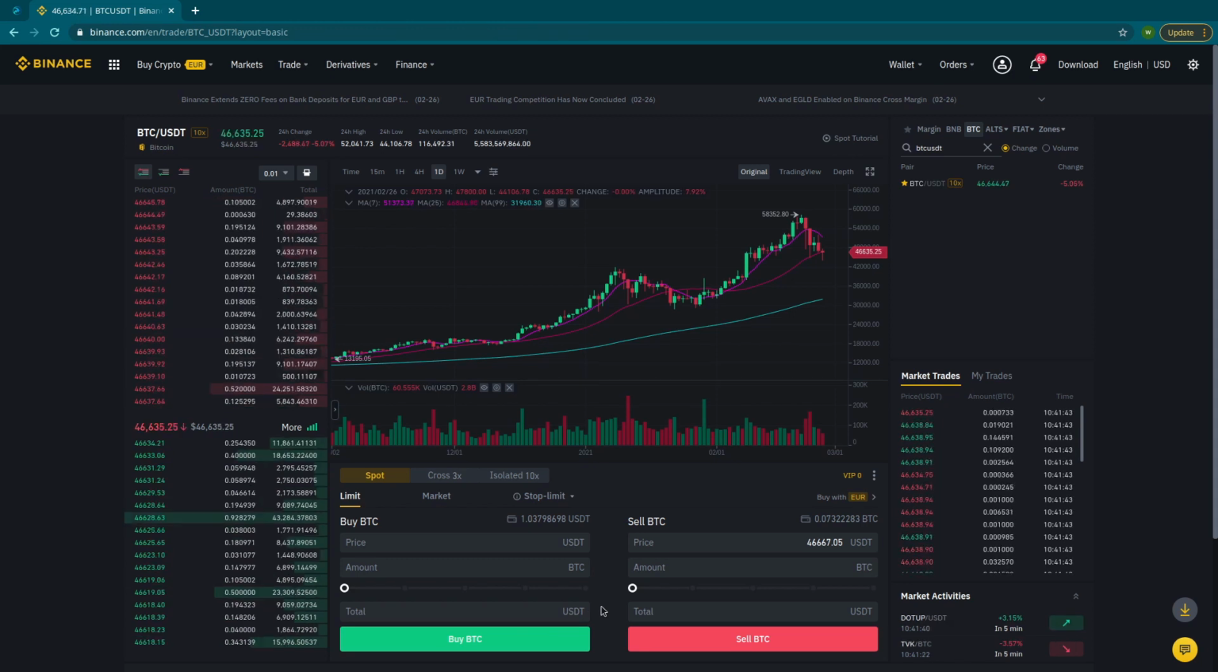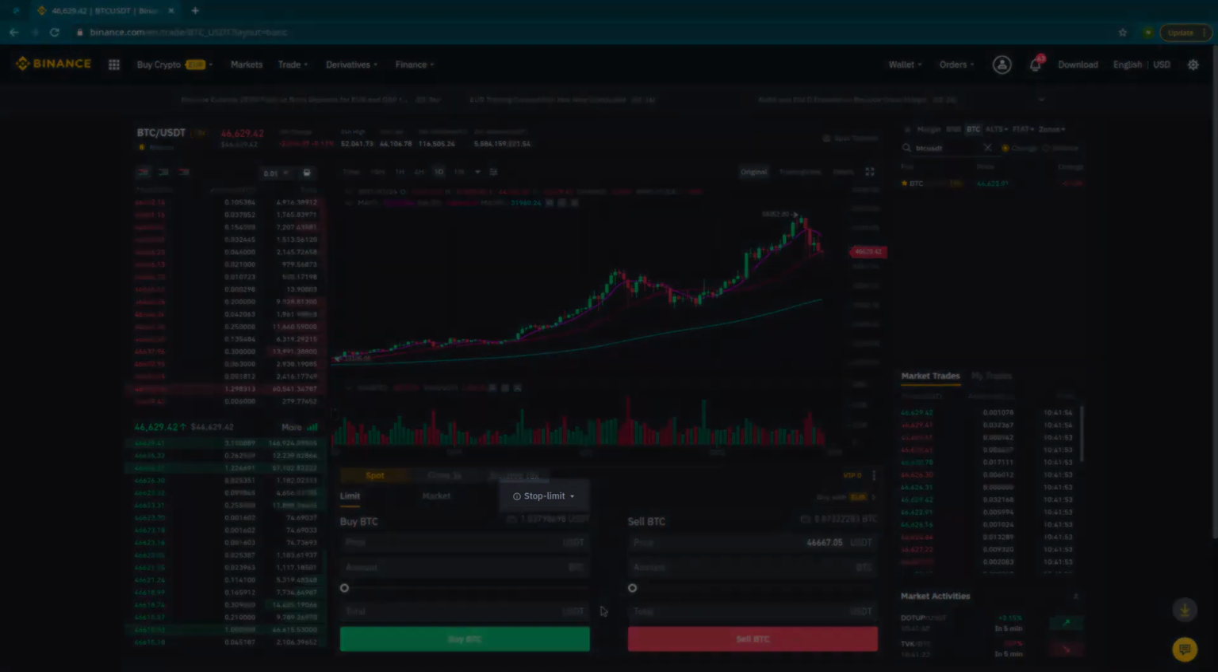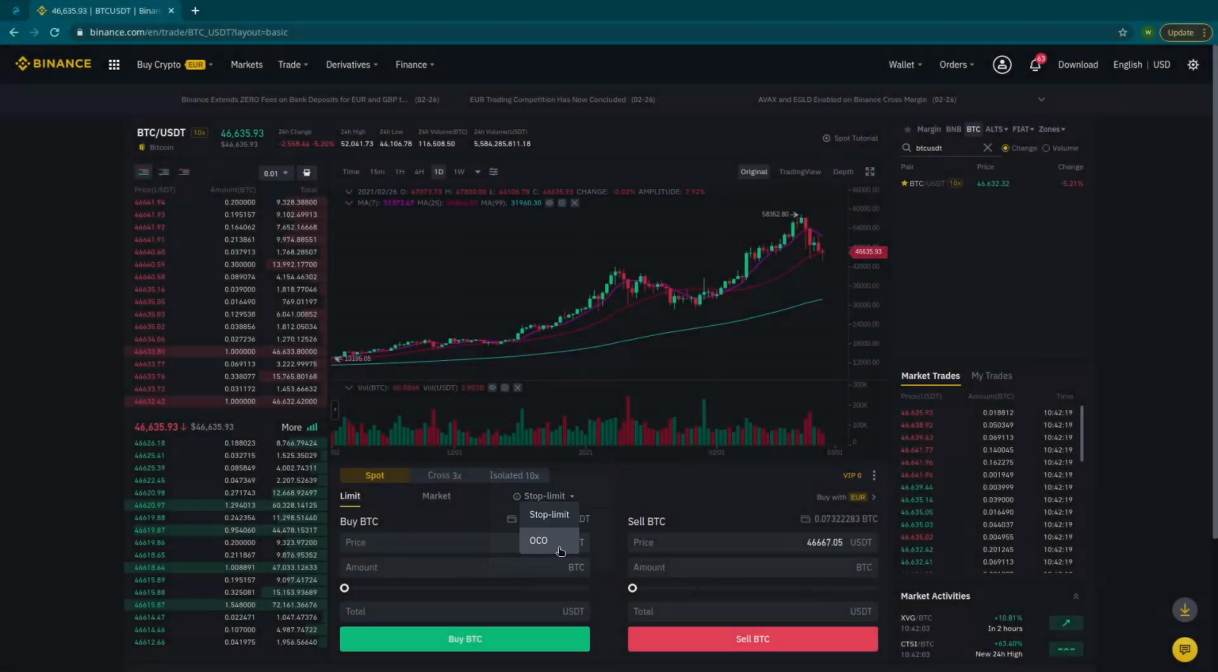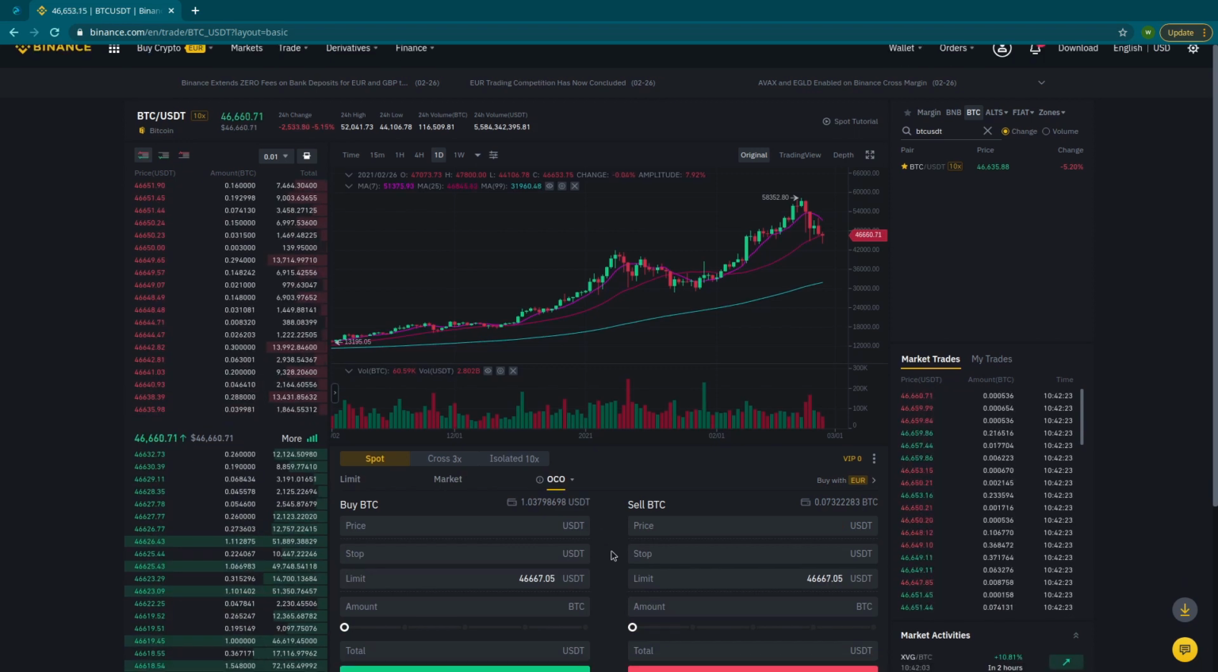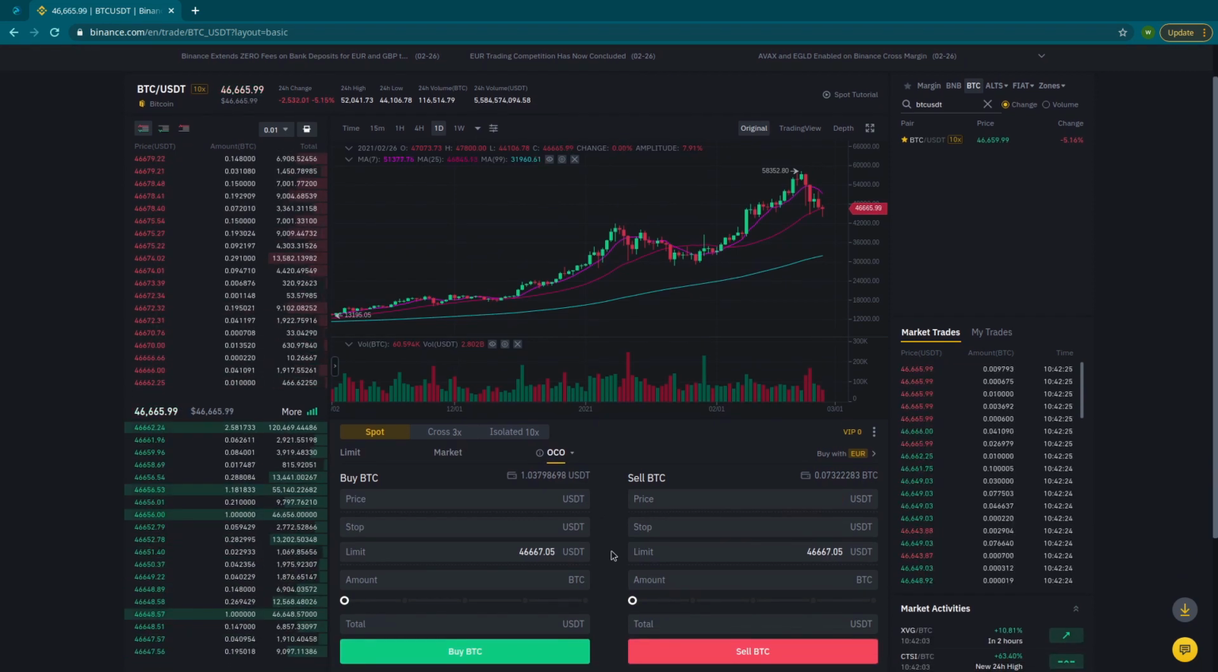To achieve that, we will use an OCO order. OCO means one cancels the other, basically 2 orders in one. OCO order is a bit hidden. To activate it, click on stop limit and then OCO. In the first step, you bought some Bitcoin. Now, both in case of taking profits and stopping the loss, you will be selling it. This means you will use the panel on the right side.